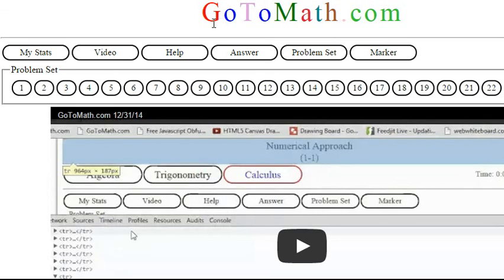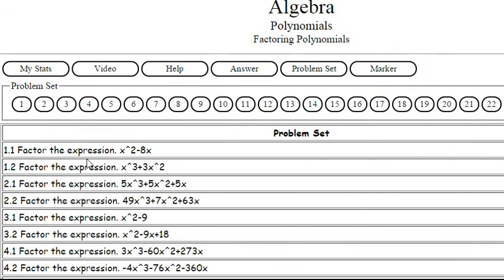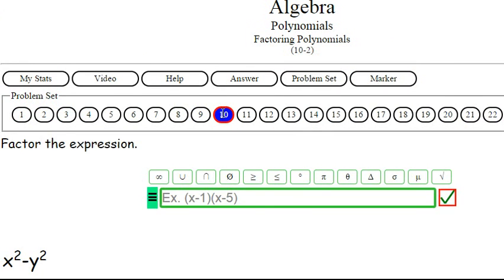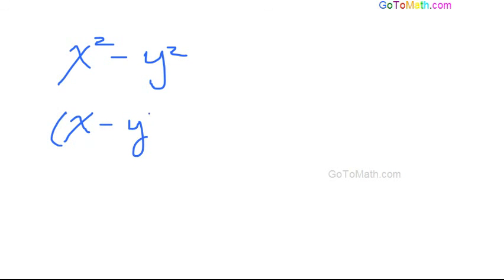Oh, the last problem of this section for right now anyway. We're over here at GoToMath.com. Click on the algebra. Let's go down to factoring polynomials, and we are doing 10.2. Alright, x squared minus y squared. So this is the difference of what? It's the difference of two cubes. I mean two squares, sorry. So we end up with x minus y times x plus y.